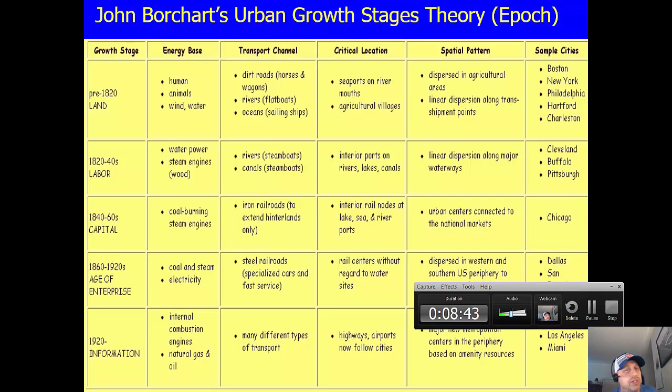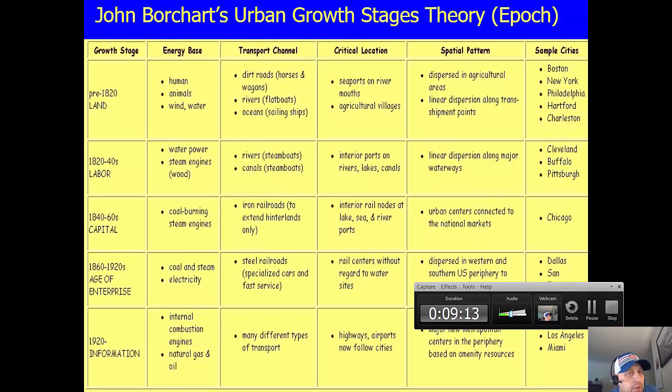And so, where did you see most of our major cities? At seaports, on rivers, or on the coastline. You saw some agricultural villages, but generally the largest cities before 1820 were along the coast or on rivers. So you saw Boston and New York and Philadelphia emerge during this time. Then the second stage, Borchert calls the labor stage. All right, this is when industrialization is just starting to emerge. This would be early stage 2, where the infrastructure is starting to develop.